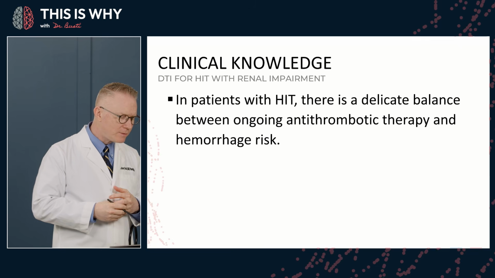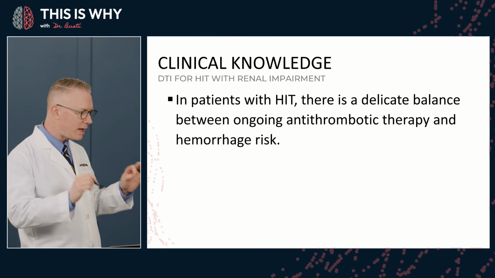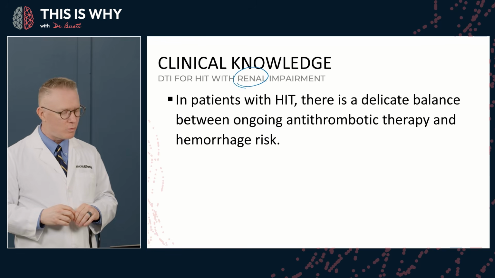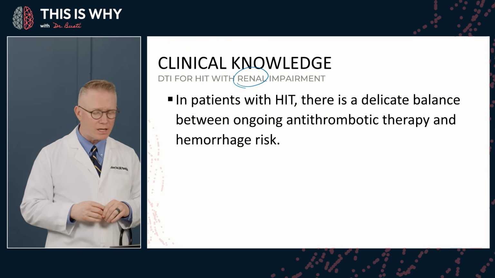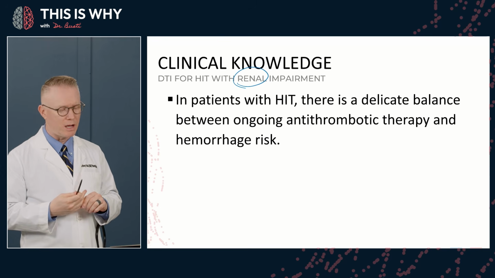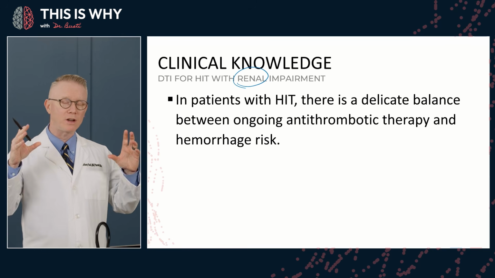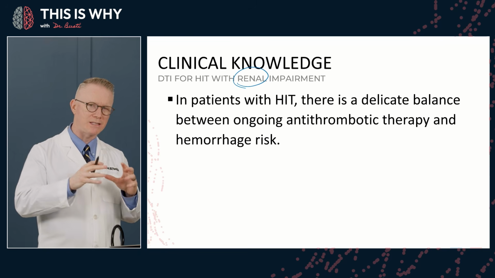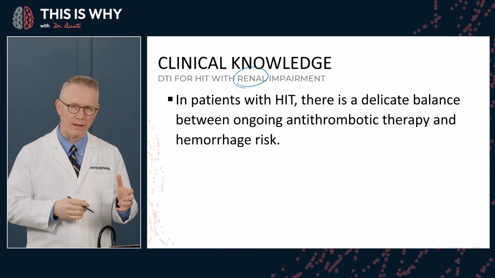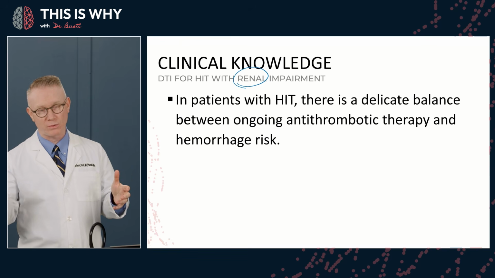All right, so the first is obviously talking about patients needing something for HIT, okay, especially if they have renal impairment. There is a delicate balance here. One of the problems that we have in patients with HIT, as I mentioned before, is the thrombocytopenia is occurring because the platelets are being utilized and consumed to make clot. So we have got to give drug therapy that offers antithrombotic effect without increasing the risk of bleeding.